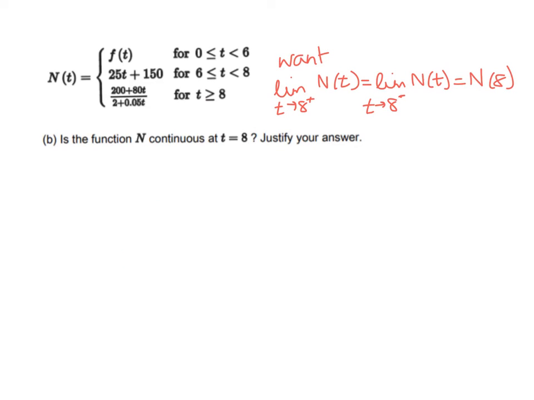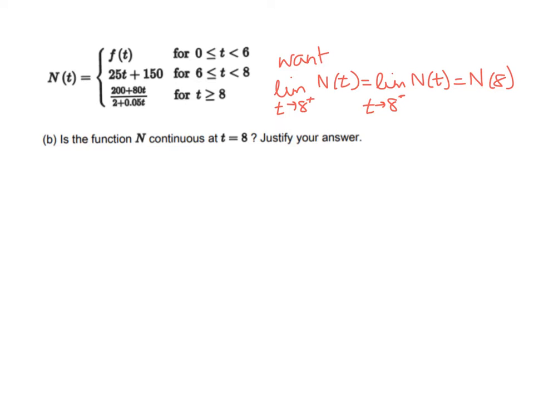So in order to prove that something is continuous, you need to check 3 things. So I wrote it out up here. You want the limit as t approaches 8 from the right to be equal to the limit as t approaches 8 from the left. And you want that to be equal to the function evaluated at 8. So you have to check all 3 of those things. So let's go ahead and do that.